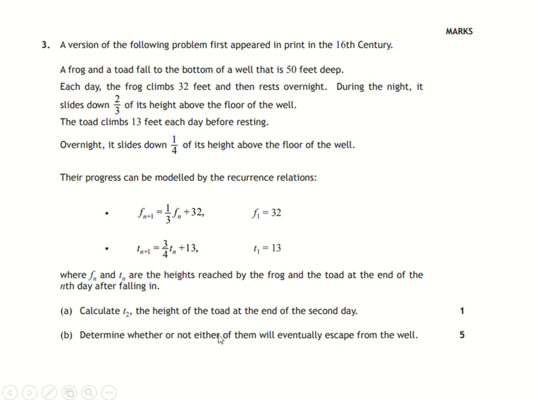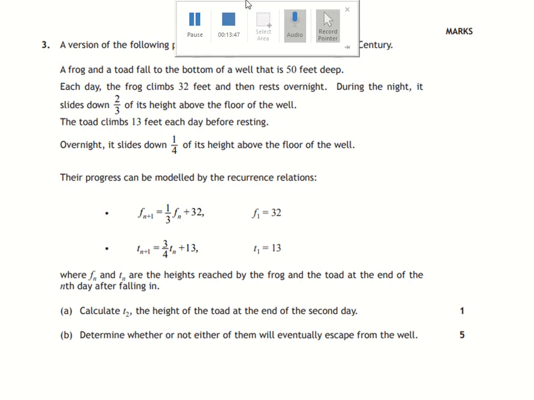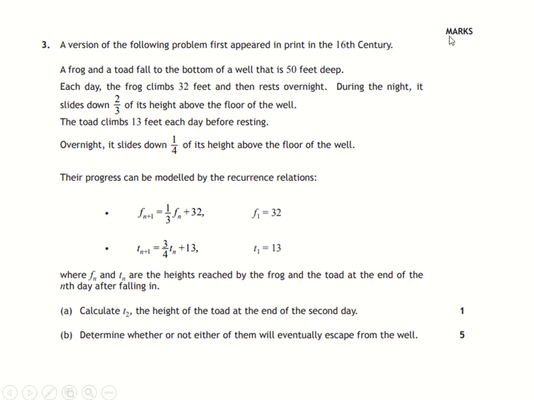What you need to do in each of these cases is find the limit of each of these recurrence relations and work out if the limit is bigger than 50. If it's bigger than 50, then they'll get out of the well. If it's less than 50, then they'll be stuck in that well, jumping up and down forever. So give it a try. This is an exam question, as I say, so email me if you want some help with the answer. It is a lot more straightforward than it perhaps appears. Don't be put off by the fact that it's set in the 16th century.